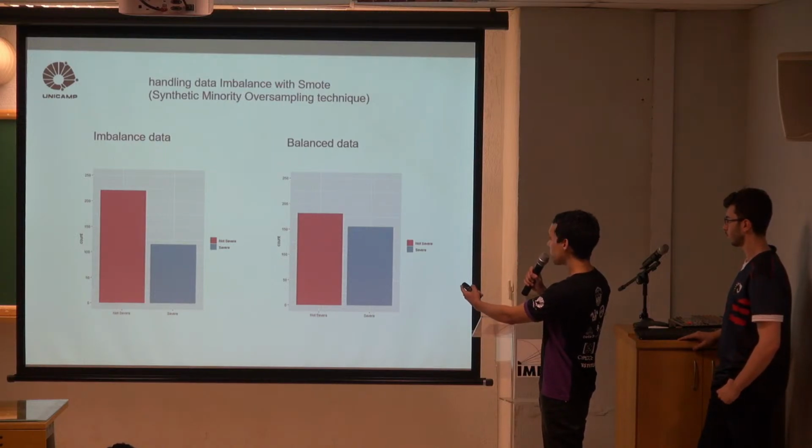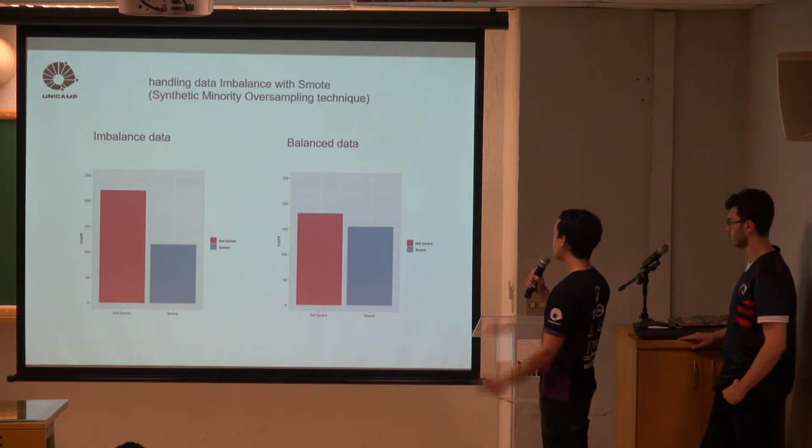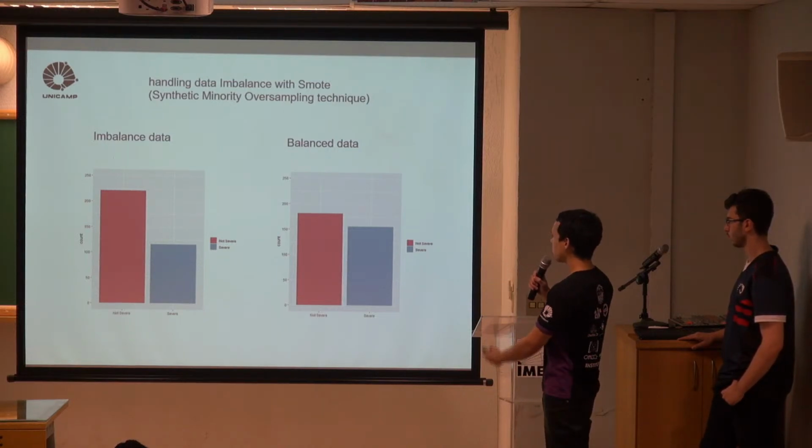And here we can see in the first plot the raw data. There is the imbalanced data, and it is clear that we have there the not severe and the severe, and then after, the data balanced by SMOTE.